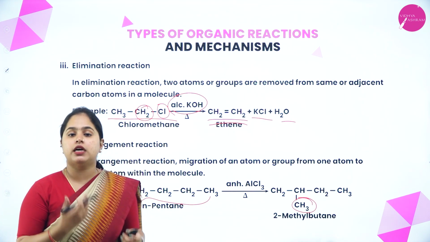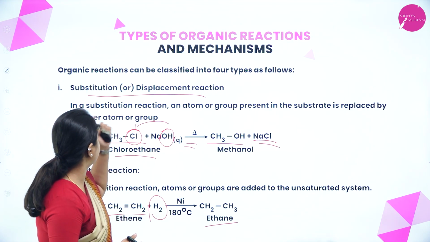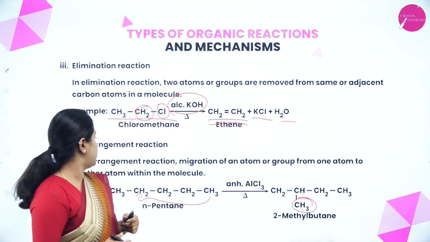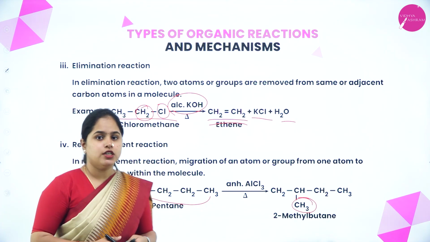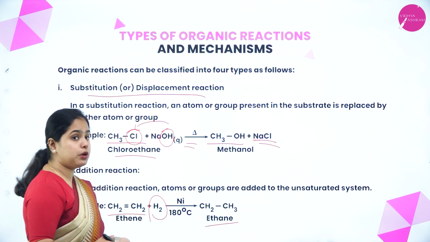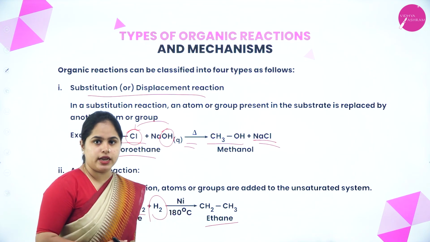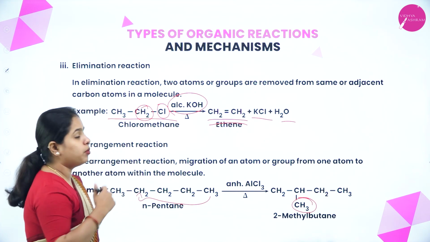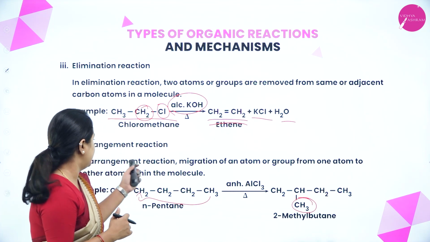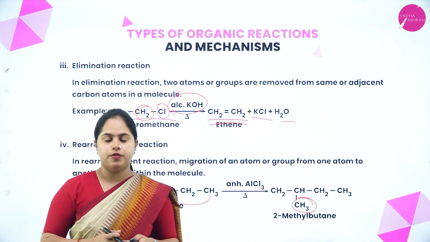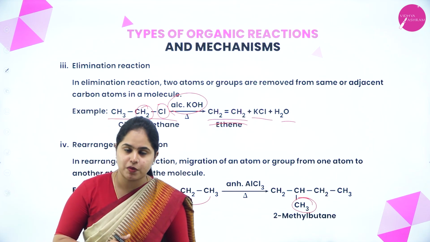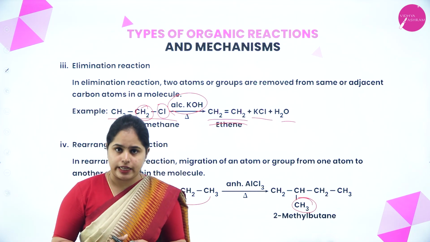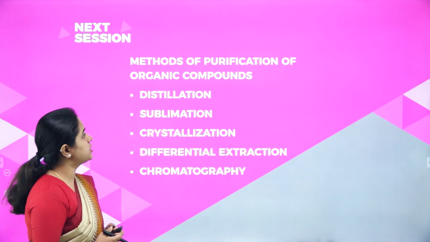So I hope the different types of reactions are clear to you. That is substitution reaction, addition reaction, elimination reaction and rearrangement reaction. In addition reaction, as you can see, double bond will become single bond, right? And in elimination reaction, single bond will become a double bonded system. And then the last one is rearrangement reaction. I hope the different electron displacement reactions as well as the different types of organic reactions are clear to you.